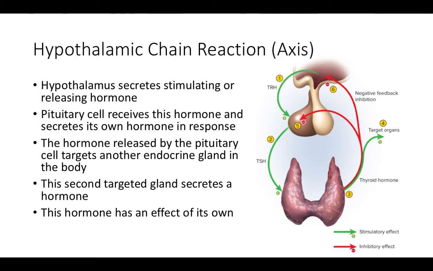Okay, so then this hormone that's released by the pituitary gland travels through the blood and is going to target some type of endocrine gland. In this example, we have the thyroid gland. And then this thyroid gland, which is targeted by the TSH, will in response secrete the thyroid hormone, which will travel and target its own organs. Okay, so this chain reaction, the hypothalamus secretes a stimulating or releasing hormone that's going to target the pituitary gland. The pituitary gland will then release its own hormone, which will target an endocrine gland, and the endocrine gland will release its own hormone, in this case thyroid hormone, which will target or have its own effect. Okay, so this is the hypothalamic chain reaction.